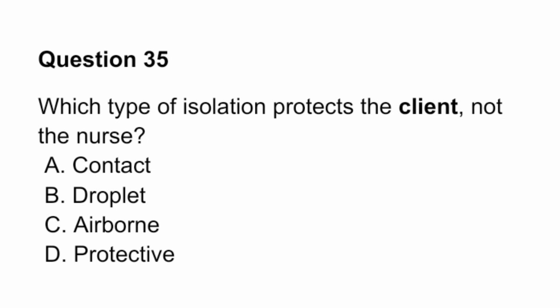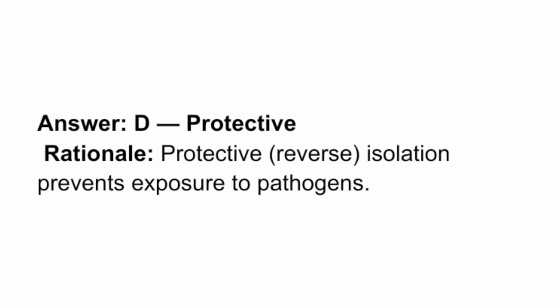Question 35. Which type of isolation protects the client, not the nurse? A. Contact. B. Droplet. C. Airborne. D. Protective. Answer, D. Protective. Rationale, protective, reverse, isolation prevents exposure to pathogens.